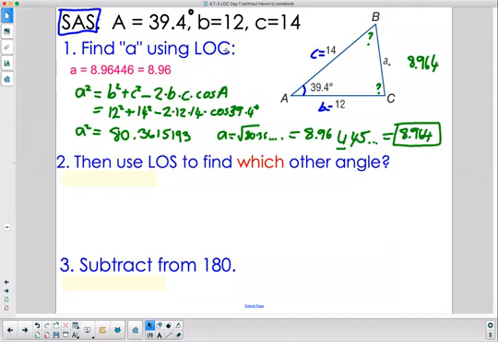But if you have a choice, and you're not finding the largest angle, use the law of sines, because the law of sines is so simple. So once you've got all 3 sides, now I've got an angle and its corresponding side, now I can use the law of sines.